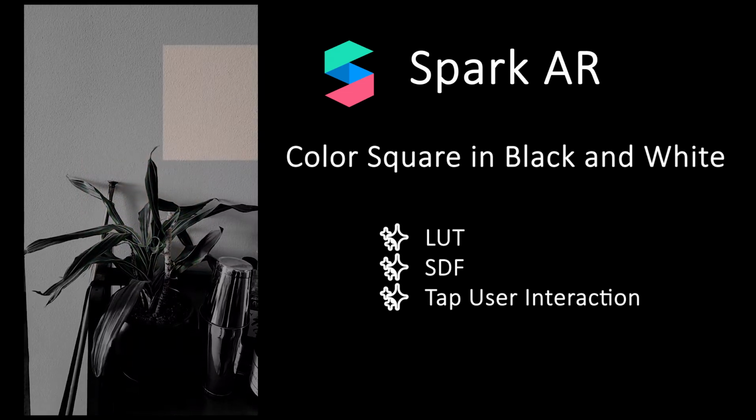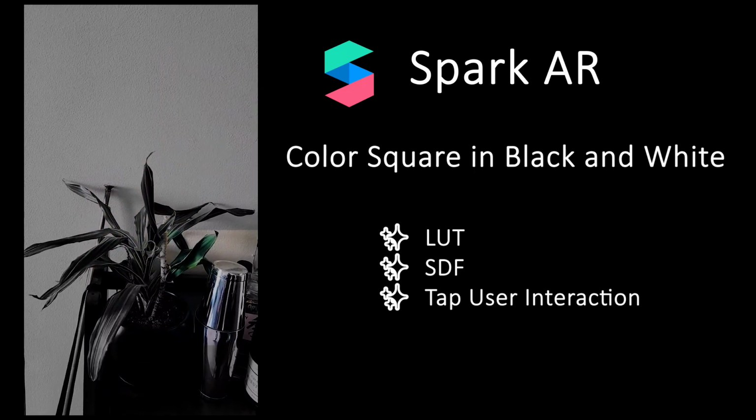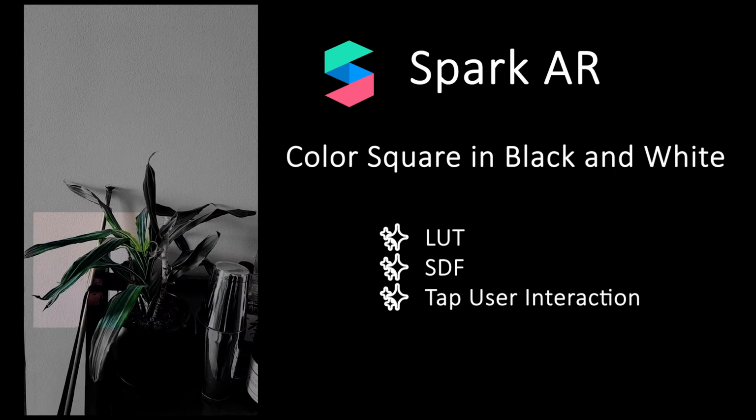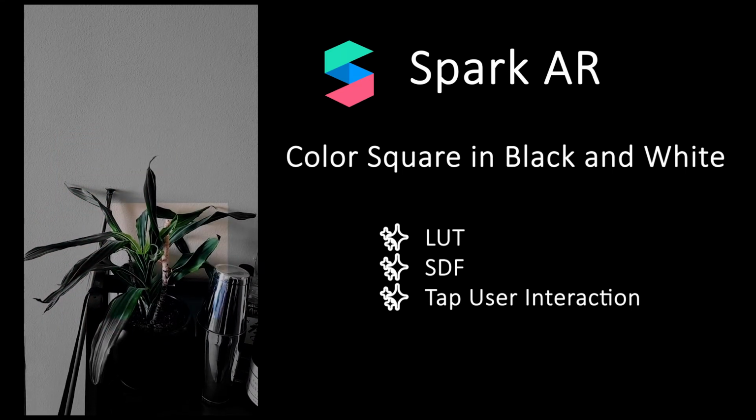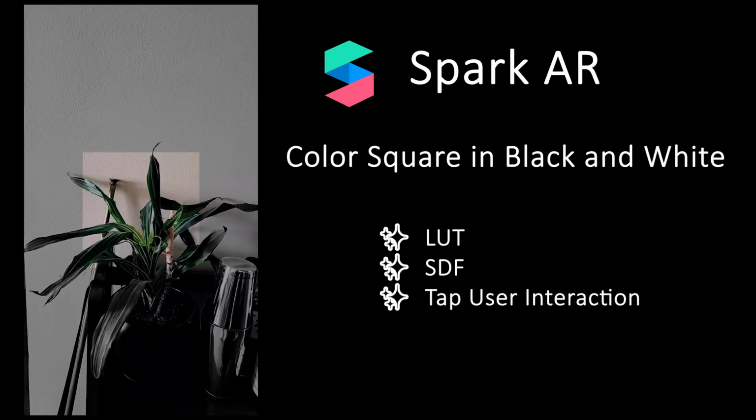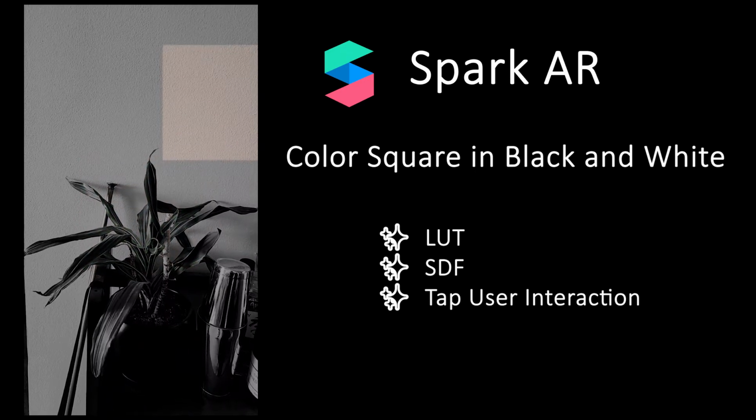In this video, we will be making this Instagram filter. This filter will show you how to use a LUT to make a video grayscale, an introduction to signed distance field, aka SDF, to make the square, and add user interaction with a screen tap.